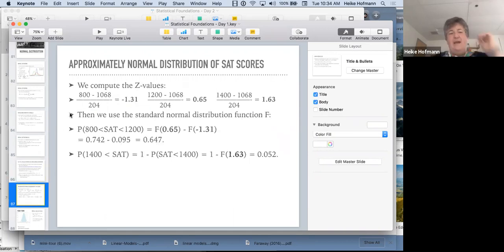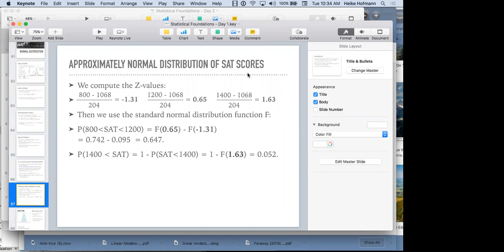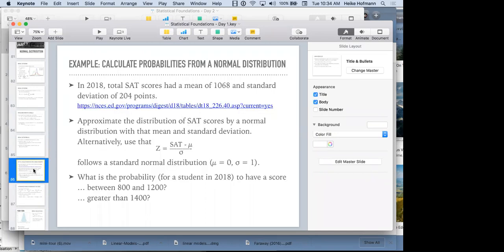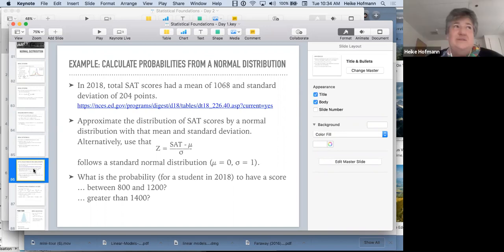So we have a look at the Z values corresponding to 800, 1200, and 1400. Oh, and we can, yes, sure. Yeah, so if you go back one slide, the initial distribution, do we know that it was a normal distribution, or if you just take out the mean and the standard deviation from any distribution, does it become a standard normal distribution? That's a good question.